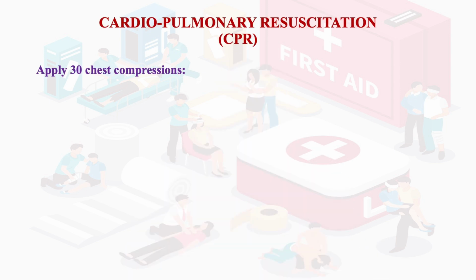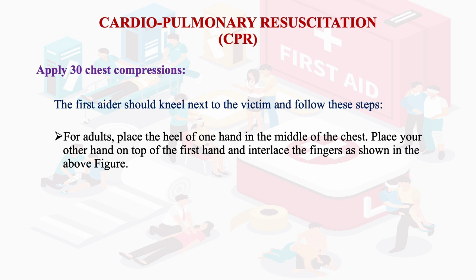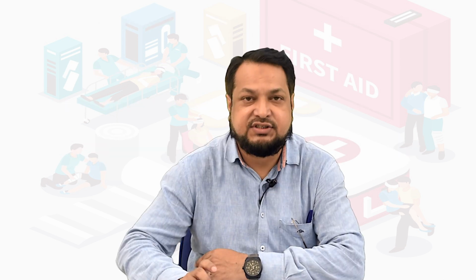Applying 30 chest compressions is the first step. In CPR, the first aider should kneel next to the victim and follow these steps. For adults, place the heel of one hand in the middle of the chest, place your other hand on top of the first hand and interlace the fingers, as shown in the figure you have just seen.